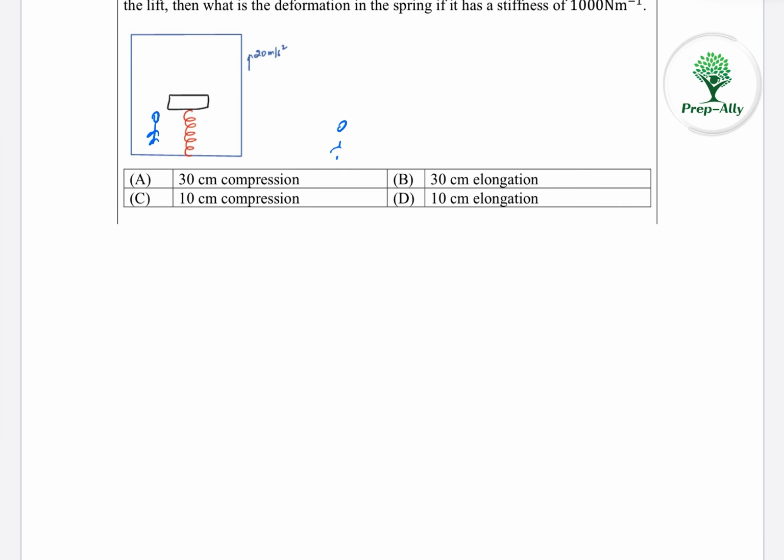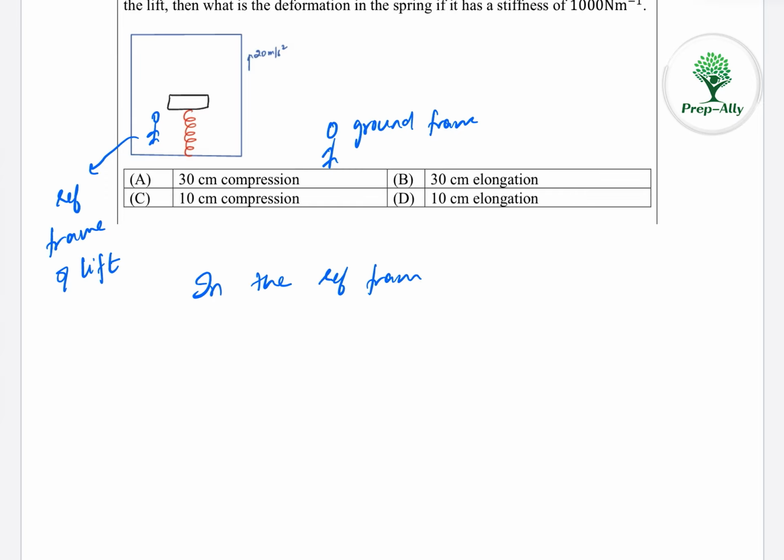So here this is called the ground frame. And this is the reference frame of lift. So in the reference frame of lift, see what you will get. You have a block. The mass of block is 10 kg. Now, whenever you take a reference frame that is accelerating, we apply Newton's laws of motion only after putting something called the pseudo force. And pseudo force has direction always opposite to direction of acceleration of the reference frame.